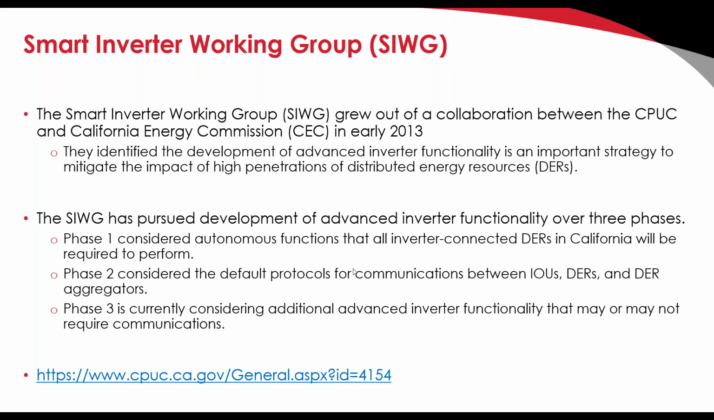And so we pursued the development of advanced inverter functionality over 3 phases. So it would be implemented over time. Phase 1 considered autonomous functions that all inverter-connected distributed energy resources in California were required to perform. Phase 2 considered the default communications protocols between the investor-owned utilities, a distributed energy resource, and distributed energy resource aggregators. And then phase 3 is currently considering additional advanced inverter functionality that may or may not require communications. And there are 2 of those 8 functions in phase 3 that we have to support now. We'll cover that in a couple of slides.